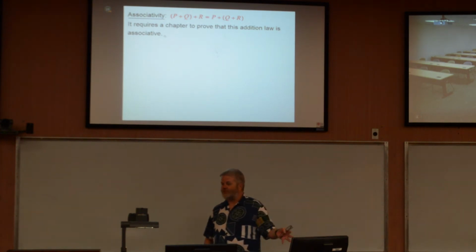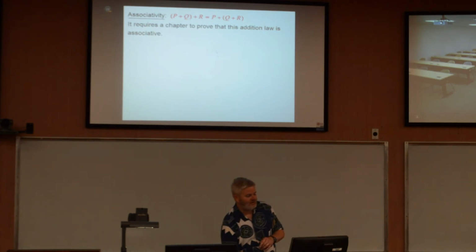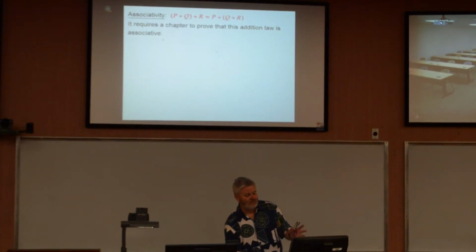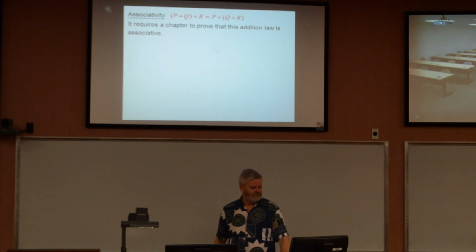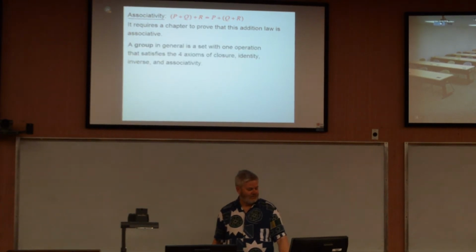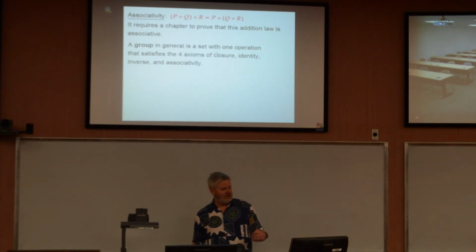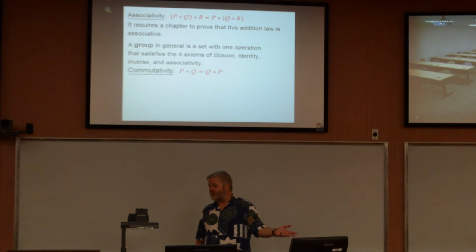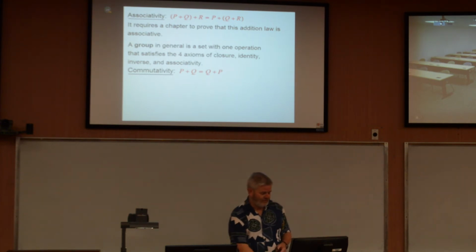This method I'm telling you actually satisfies the associative law for addition also, but the proof of it is hard to prove. It takes a chapter. Actually, it's more of a long section of the book. That was hard to figure out, because they were trying different ways to add points on a curve. And so this method actually gives us a group. So a group in general is a set with one operation that satisfies axioms of closure, identity, inverse, and associativity. Now, if it's also commutative, which ours will be, then that makes it a special group. It's called a commutative group, or an abelian group.